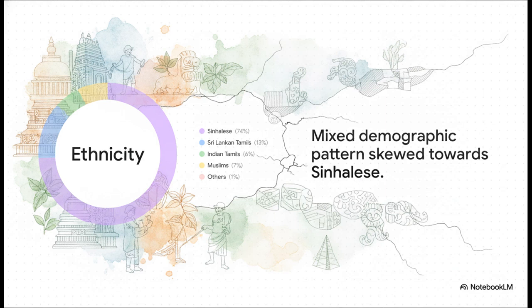By the late 80s, the island had a population of 17 million people. It's a mixed demographic for sure, but it is heavily skewed. The Sinhalese make up a massive majority at 73.8%. The Sri Lankan Tamils sit at 12.7%. The Indian Tamils, again originally brought over for those British plantations, at 5.5%, and Muslims at 7.1%.